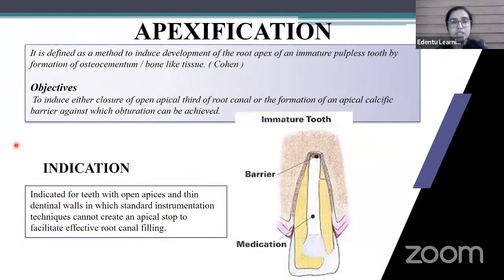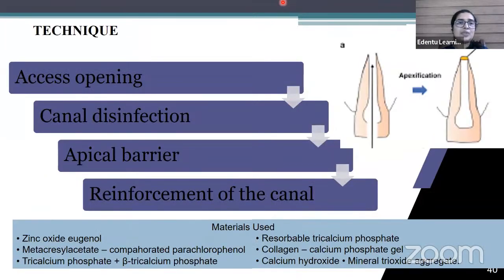Now talking about the objectives: to induce either closure of the open apical third of the root canal or the formation of an apical calcific barrier against which the obturation can be achieved. Okay, so probably due to trauma or due to caries, there comes a state wherein the tooth is completely dead and cannot continue with normal apexogenesis. That is when you have to go with this apexification procedure. Basically, we are putting a barrier, okay? And it is indicated for teeth with open apices and thin dentinal walls in which the standard instrumentation techniques cannot create an apical stop. Getting on into the technique, the question that was asked previously was to enumerate apexogenesis as well as apexification and then to write the technique in detail.